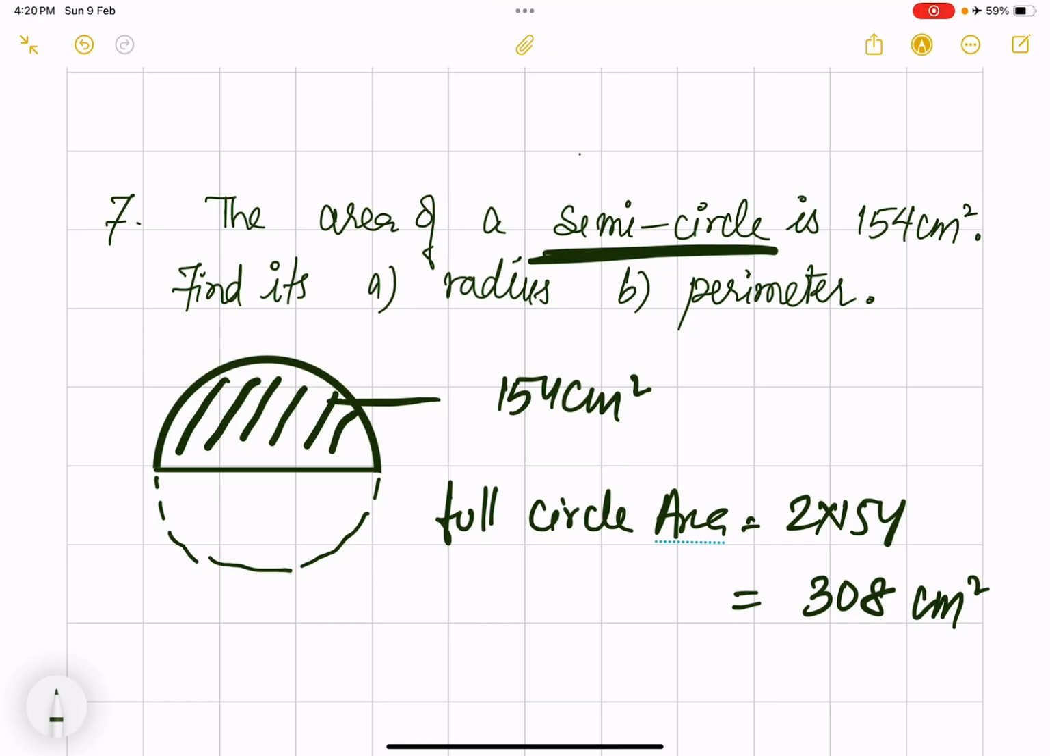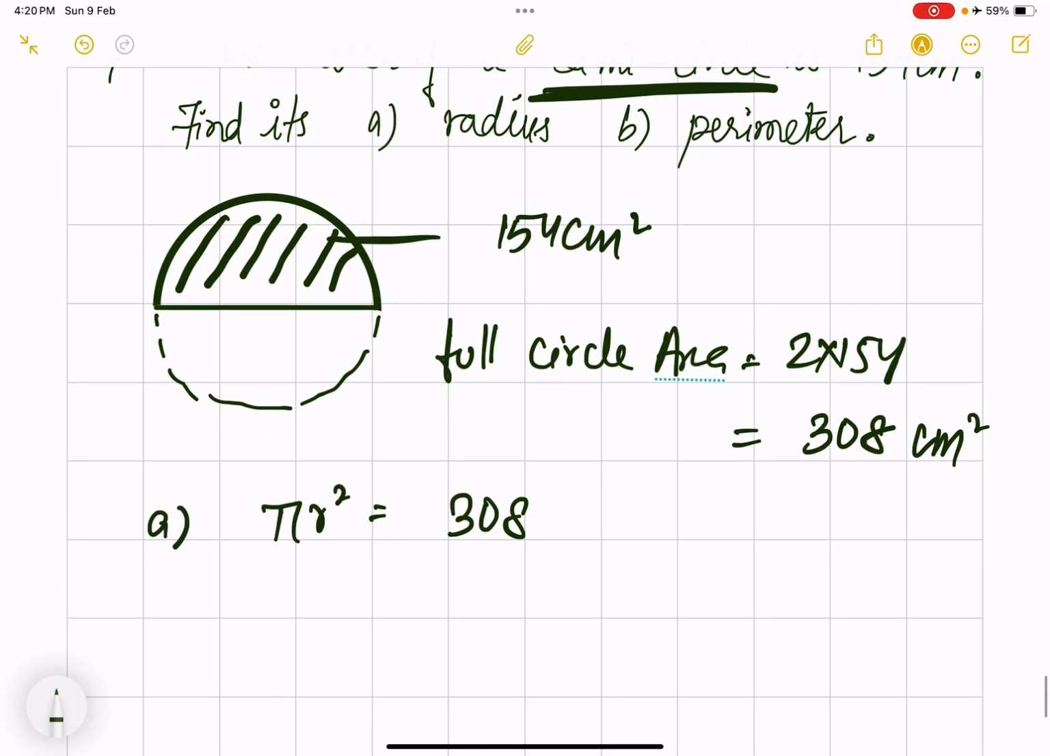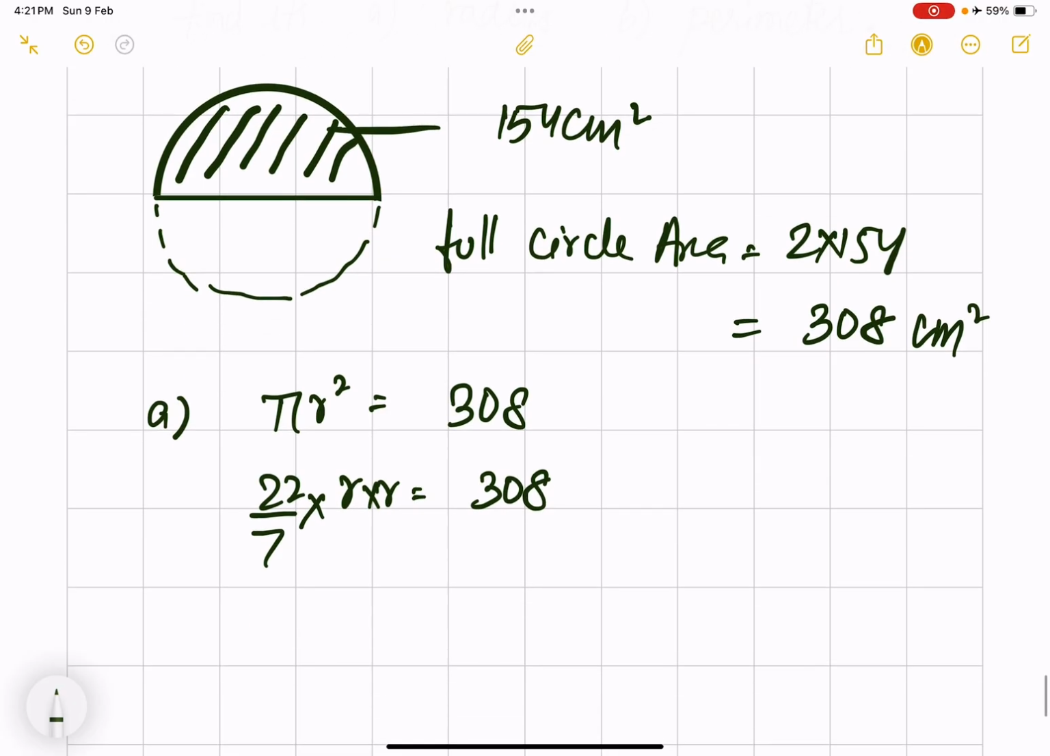Now the first question is to find its radius. If I talk in terms of the circle, we know that it is pi r square. So pi r square has become 308, which is double of the semicircle. So 22 by 7 into r square is equal to 308. 7 and 22, let's see what we get here. r square is 308 into 7 upon 22.